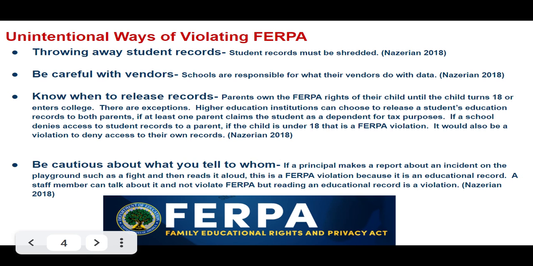Unintentional ways of violating FERPA: throwing away student records, be careful with vendors, know when to release records, and be cautious about what you tell to whom. Throwing away records: student records must be shredded. Schools should be responsible for what their vendors do with that data. And then knowing when to release records. Parents own the FERPA rights of their child's educational information until the child turns 18 or enters college. There are exceptions, but for the most part, this is how the law reads for FERPA.